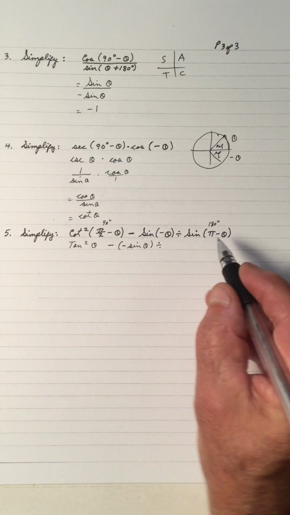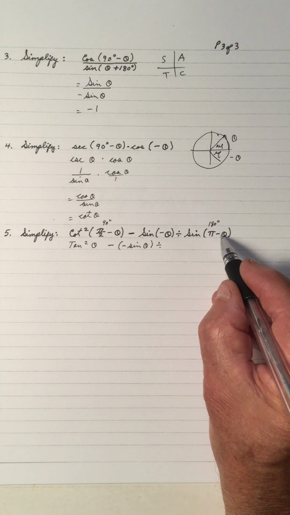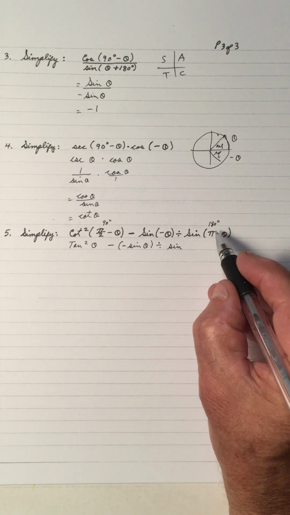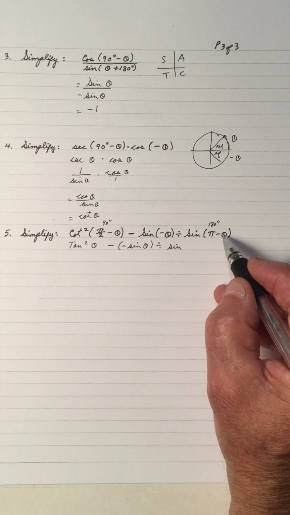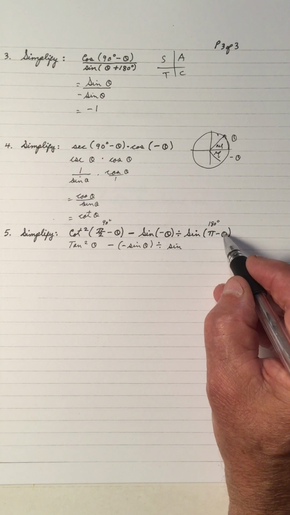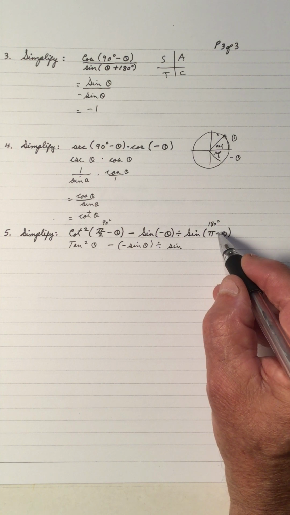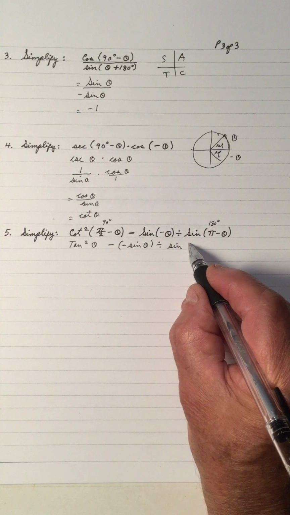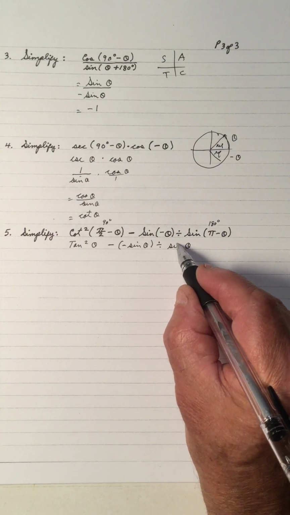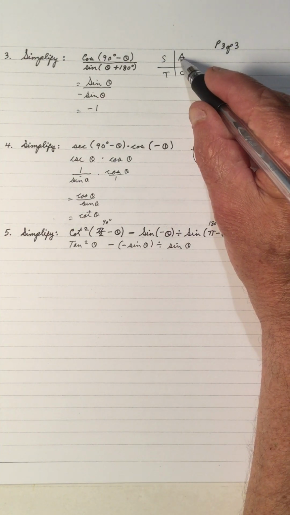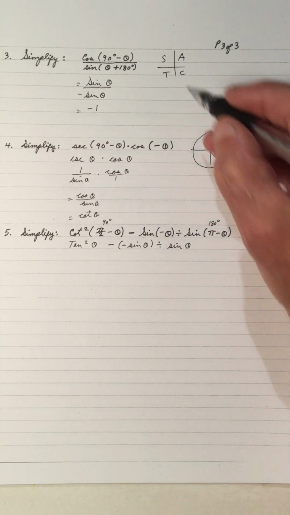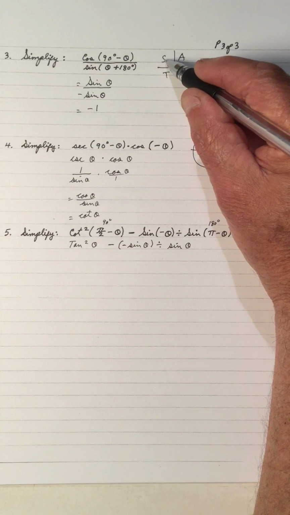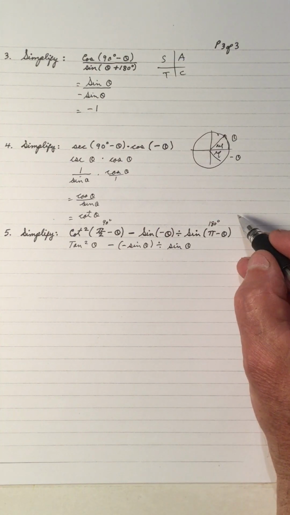Division, and we got 180 minus theta, so the sine doesn't change, it stays the same, and the sine of theta is positive because it's in the first quadrant. 180 minus theta is second quadrant, so it's positive. Sine is positive in 1 and 2. So theta is in quadrant 1, 180 minus theta is quadrant 2, so it's a plus sign right there.